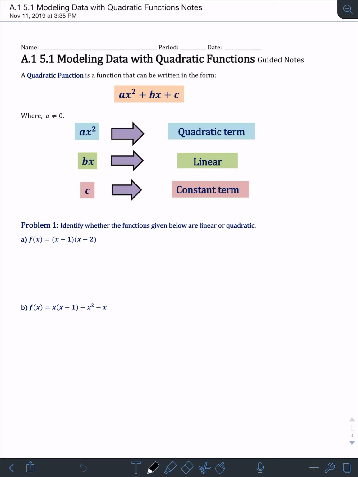Today we're talking about modeling data with quadratic functions. A quadratic function can be written in the form ax squared plus bx plus c, where ax squared is your quadratic term, bx is your linear term, and c is your constant term.